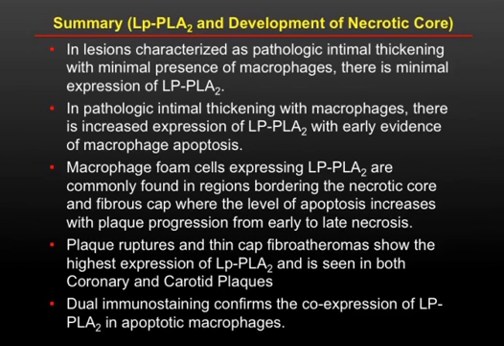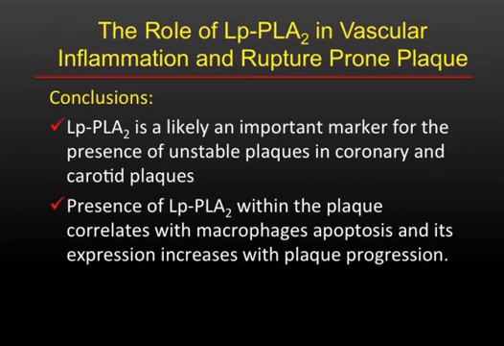Plaque rupture and thin cap fibroatheromas show the highest expression of Lp-PLA2, seen in both coronary and carotid plaques. Dual immunostaining confirms the co-expression of Lp-PLA2 occurring in macrophages. So in conclusion, Lp-PLA2 is likely an important marker for the presence of unstable plaques in coronary and carotid plaques. The presence of Lp-PLA2 within plaques correlates with macrophage apoptosis, and its expression increases with plaque progression.